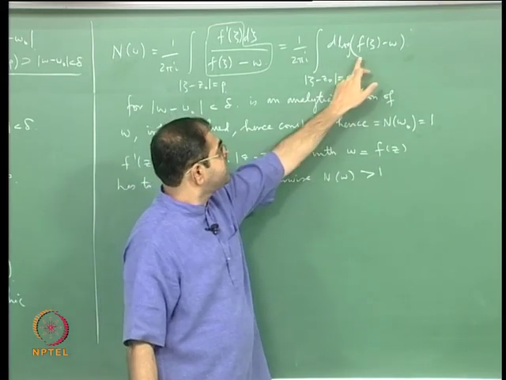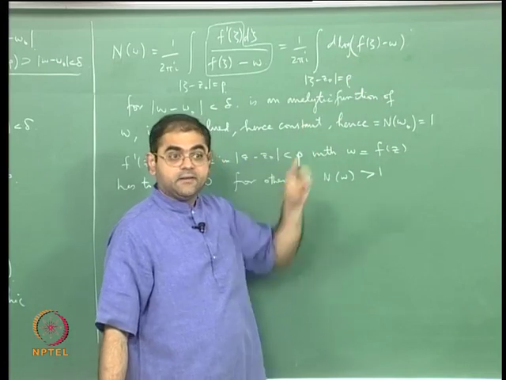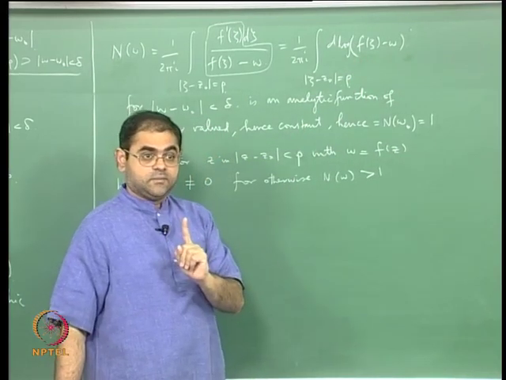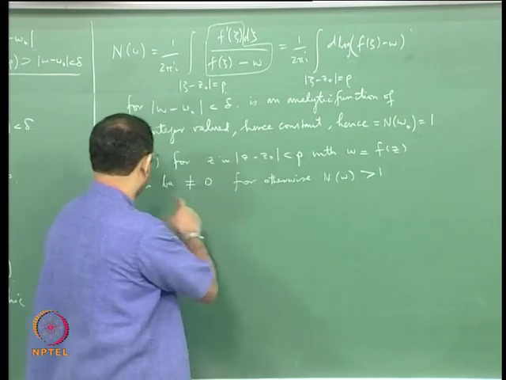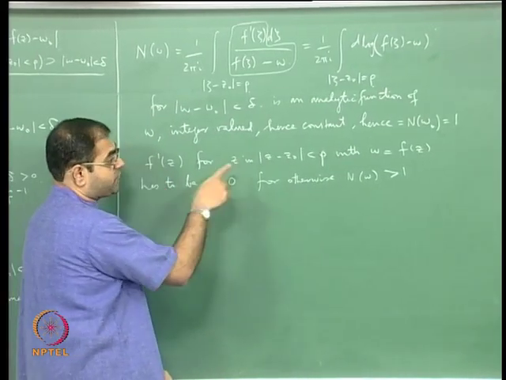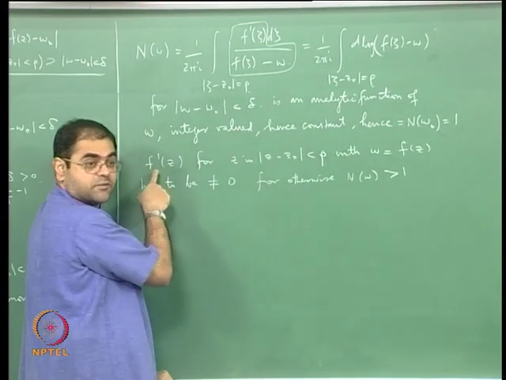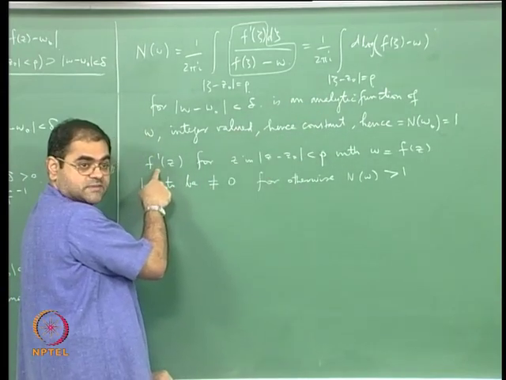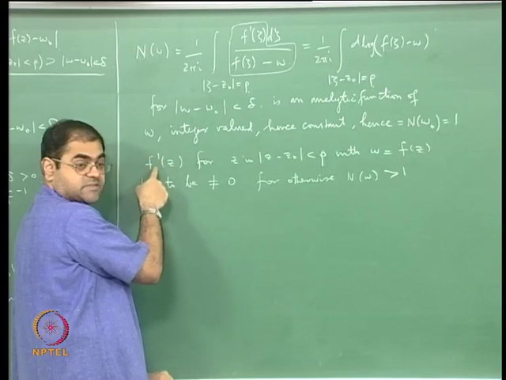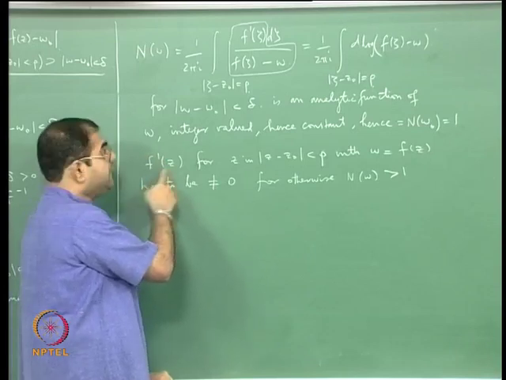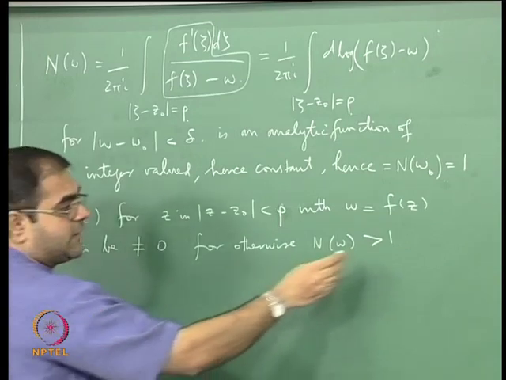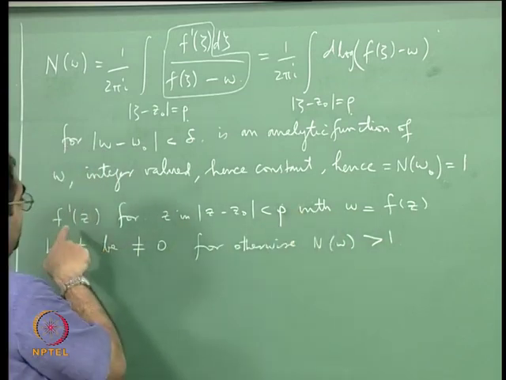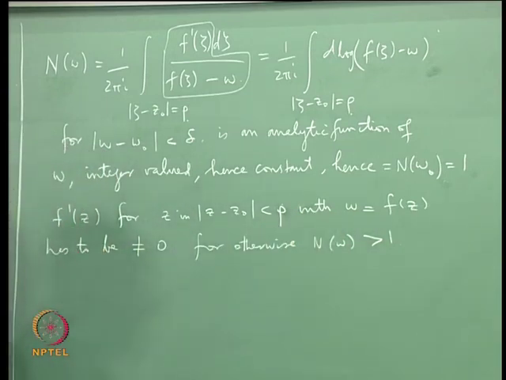So z is a 0 of f of zeta minus w, and it is a 0 of order 1, because if it is 0 of order greater than 1, which is what will happen if the derivative of f of zeta minus w with respect to zeta is 0, which is the same as saying f dash of z is 0, then this n of w will become at least 2, but n of w is 1. So that fact forces that f dash is non-zero.